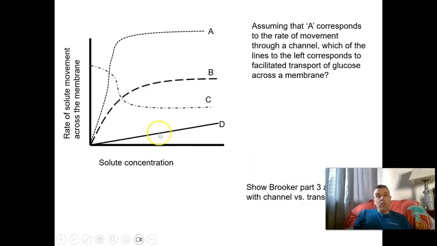So then, let's now go back to this graph here, and you'll notice that I changed B. B no longer starts up here, so A and B both start down here where you have no net movement across the membrane when you don't have a concentration gradient. But now let's assume that A corresponds to my movement through a channel. Which line do you think would correspond to my movement through a transporter, the glucose transporter?